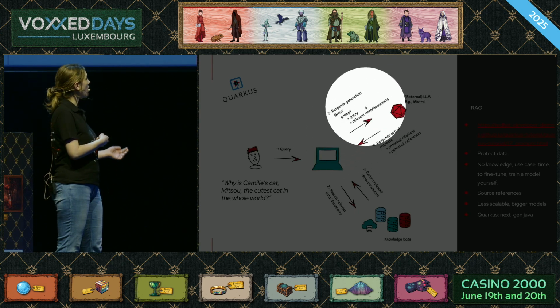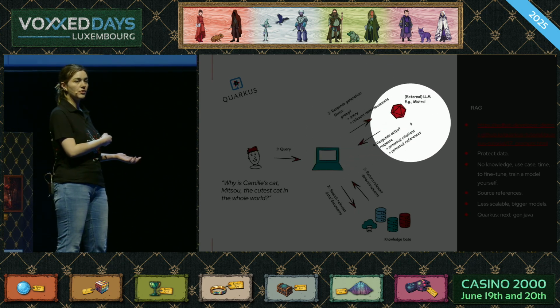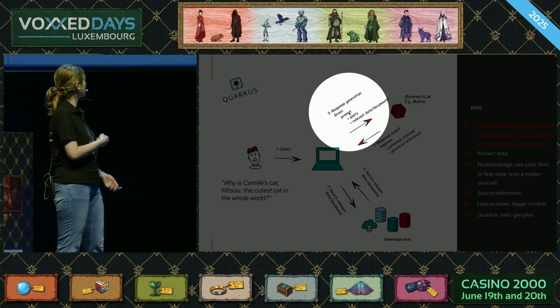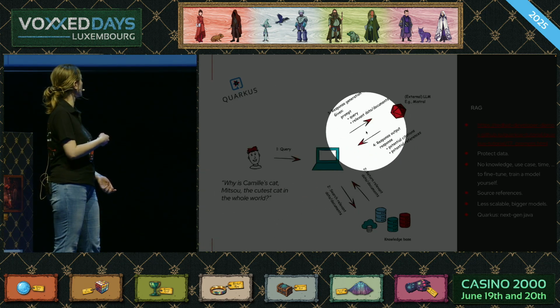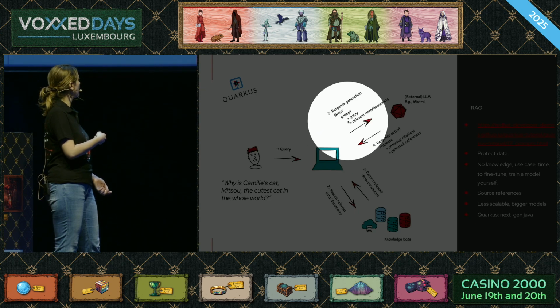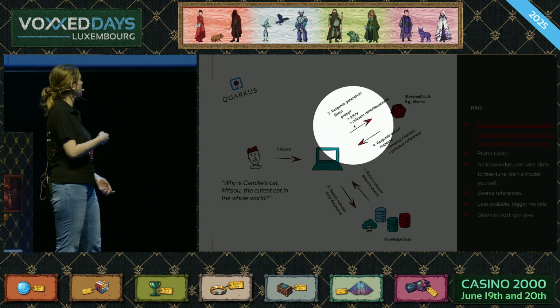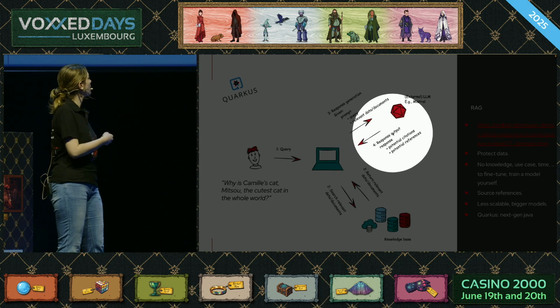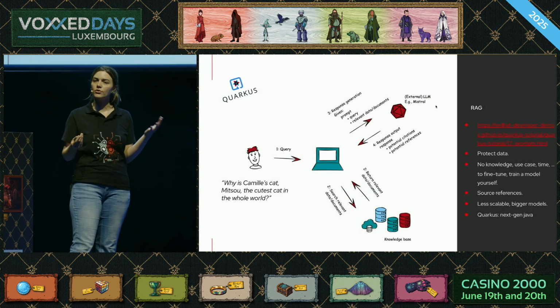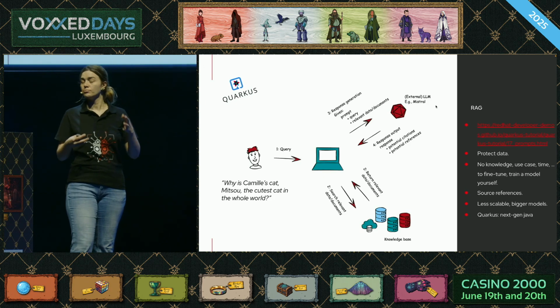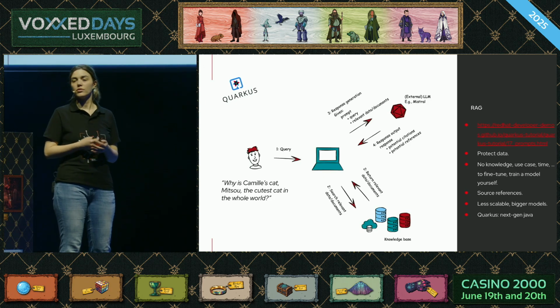So how would we generate a response? The model needs three things: the prompt of the user, right? Why is Camille's cat the cutest cat in the world? The query, as well as the relevant data and documents. So this will go to the model. This model can be an open source model, such as Granite, Mistral, or a closed source model, such as GPT, for example.